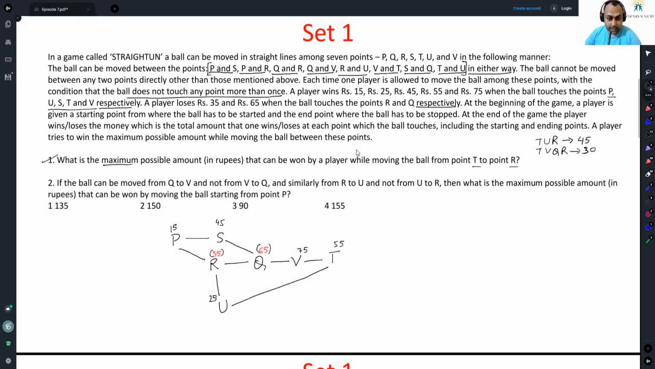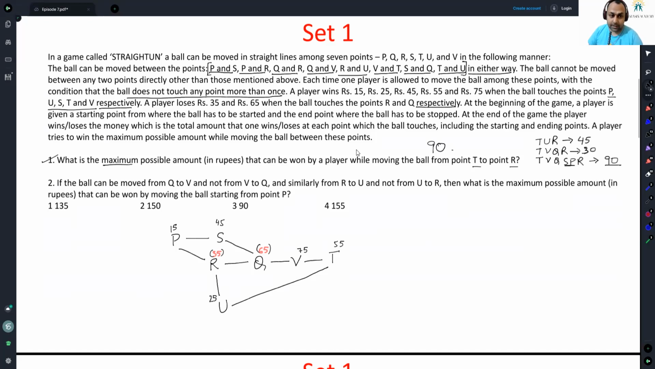But I can increase this income by going via S and P if I take this path, TVQSPR. This path is the best because all I have done is introduce SP in between and they give me plus 60. So can I say this path will give me an income of 90? The question was asking what is the maximum possible amount that can be won by moving a ball from point T to point R. These are the only paths available. There is no other path available. So out of these three, 90 is the highest. So the answer to the first question is 90.